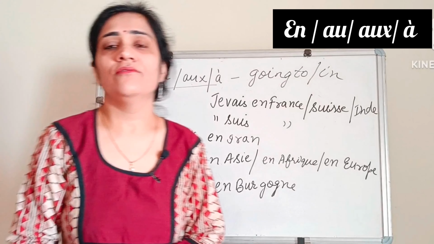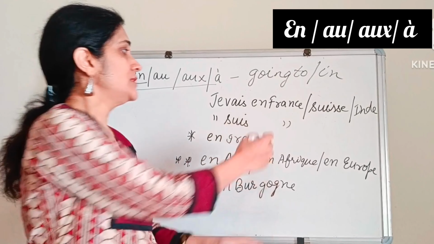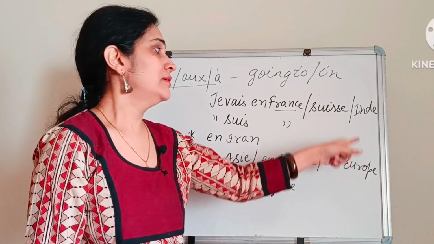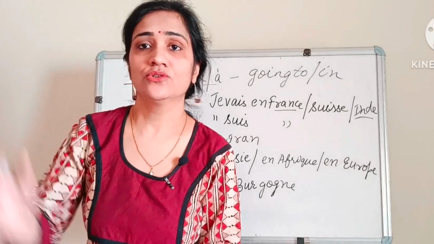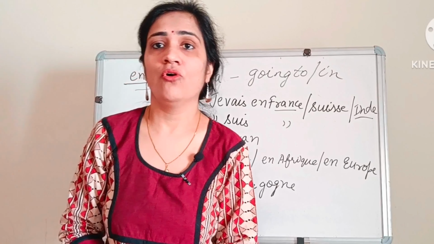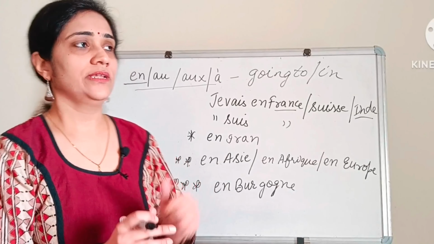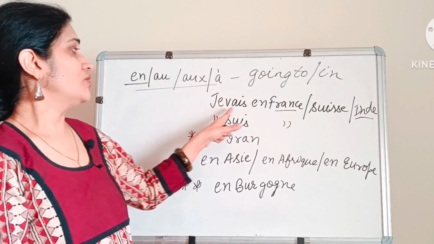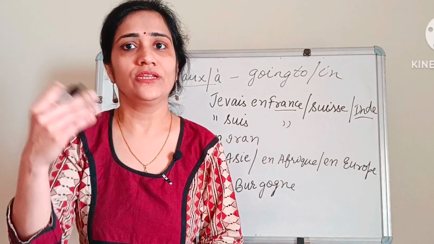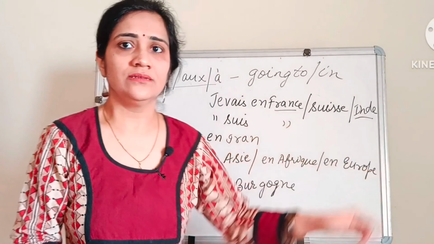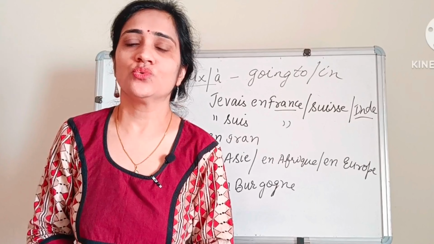En, we will use when we are referring to feminine gender countries like France, la Suisse, Switzerland, l'Inde, India. These countries are feminine in gender. So for all the countries which are feminine in form, if we are referring to going to that country or being in that country, you have to use en, like je vais en France, I am going to France. Je vais en Suisse, I am going to Switzerland. Je vais en Inde, I am going to India. Suppose you have to say I am in India, je suis en Inde.